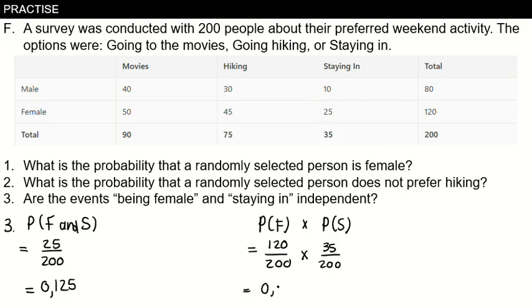And with that, I get 0.105. These two values are not equal to one another. Yes, they differ by 0.02, but they differ. That's the point. So again, not independent.